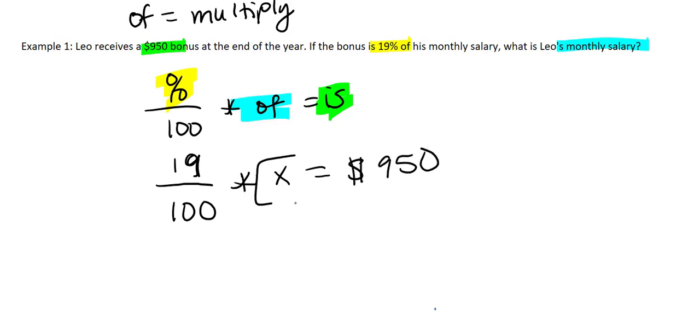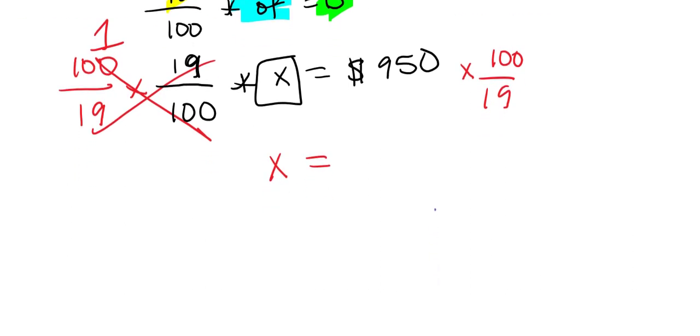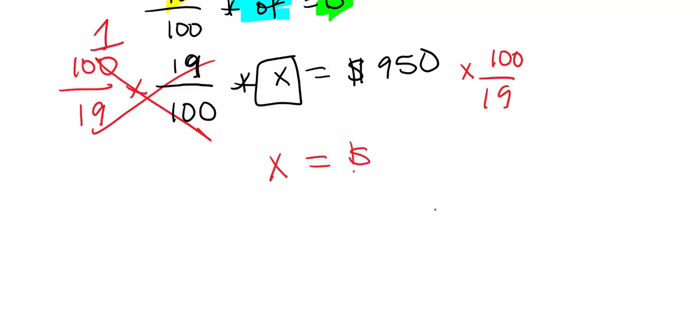So to get x by itself, we're going to go ahead and take the reciprocal on both sides of this 19 over 100. So it's going to become 100 over 19, right? Because then on the left-hand side, that's just equal to 1. So we really just get x by itself. And then on the right-hand side, we're going to get a calculator out and solve. So we have $950. And then we're going to go ahead and multiply that times 100 divided by 19, and we get 5,000.